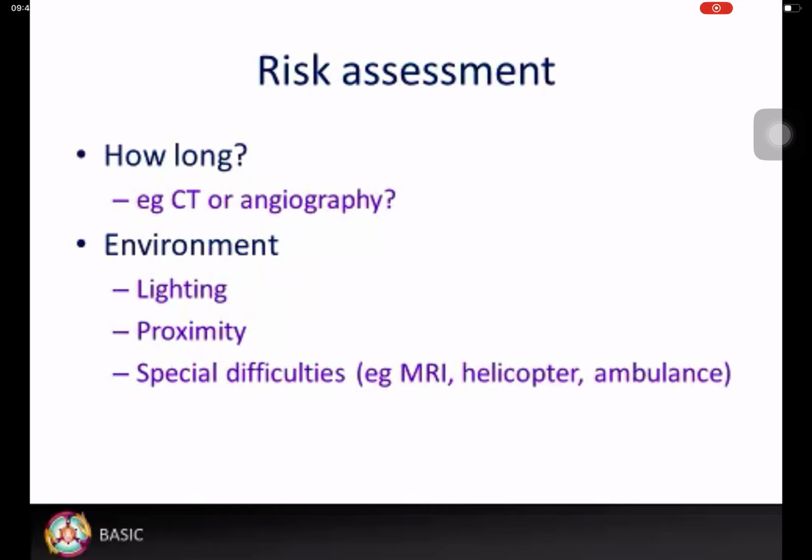How long the patient will be out of the ICU depends on where they are being transferred to and the duration of any procedure. For example, the time will generally be much shorter if the patient is being transferred for a CT scan than for angiography. When considering the environment, consider the lighting, proximity to the ICU, access to the patient, and any difficulties posed by special environments such as MRI, helicopters, and ambulances.